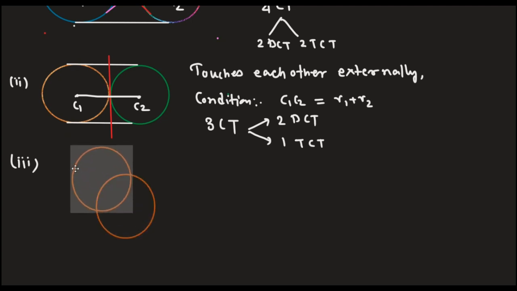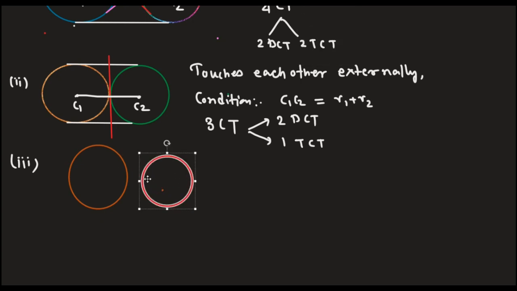Not like that, you take here. So one circle is like that, and another circle is like this one, and they are intersecting. Okay, now they are intersecting. So take here and make them intersect.